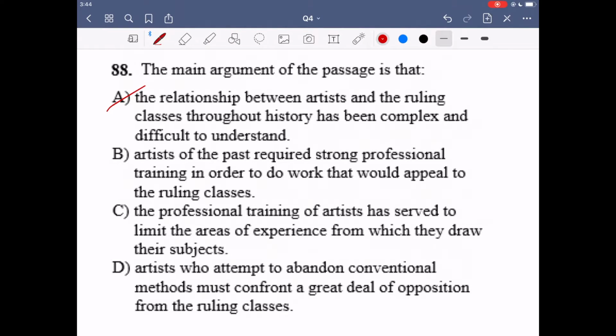Option B: artists of the past required strong professional training in order to do work that would appeal to the ruling classes. No. There was one example which showed that somebody painted something and it took them 10 years and they were trying to appeal to the ruling classes, not the lower classes.